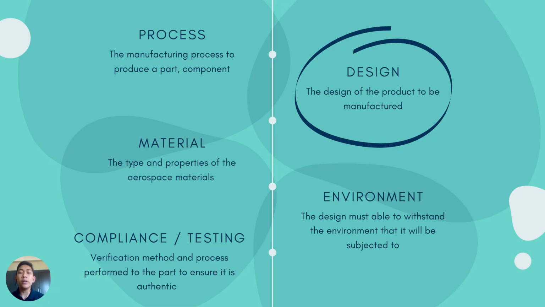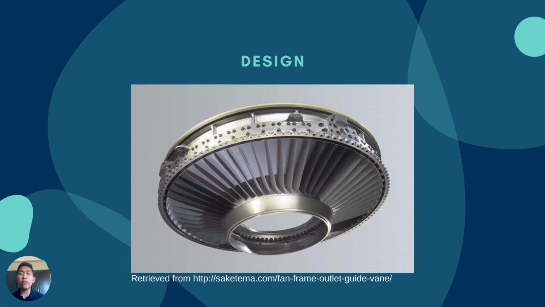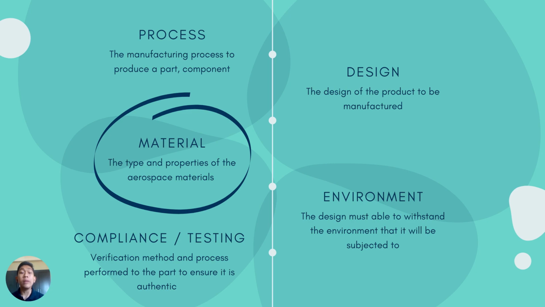The next one, design. So design of the product to be manufactured. So this design and drawing is based on RR drawing and their specs. So what UMW Aero can give is providing feedback currently on what to be improved in the design. Okay, the material, the type and properties of the aerospace material.